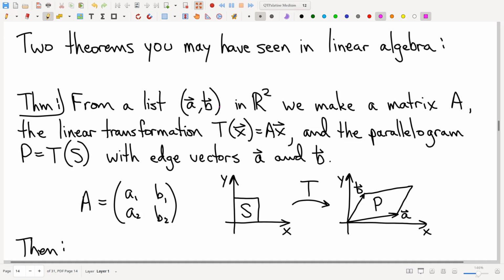Let's do the setup. Suppose you have a list of 2 vectors in R2.